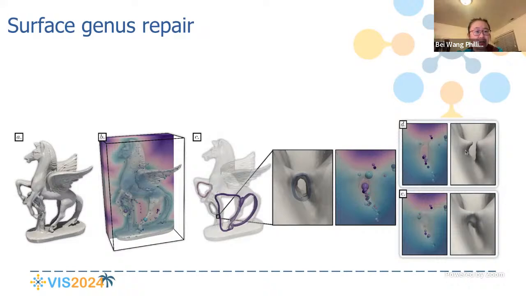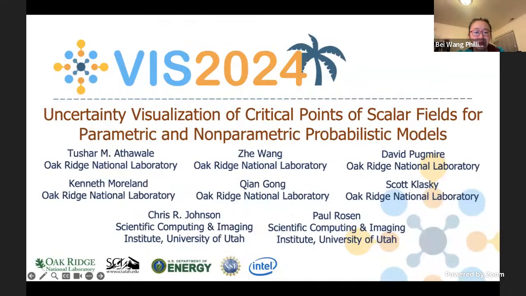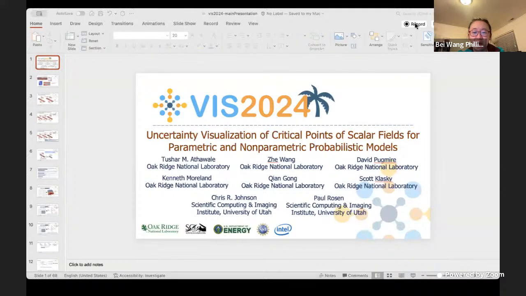So far, I don't see any questions, additional questions on Slido. So I would encourage the discussion to carry on Discord. Okay, we will move on to the next speaker. Thank you very much. Thank you. All right, so our next speaker is going to be Tushar, who is going to talk about uncertainty visualization of critical points of 2D scalar fields for parametric and nonparametric probabilistic models. Please go ahead, Tushar.